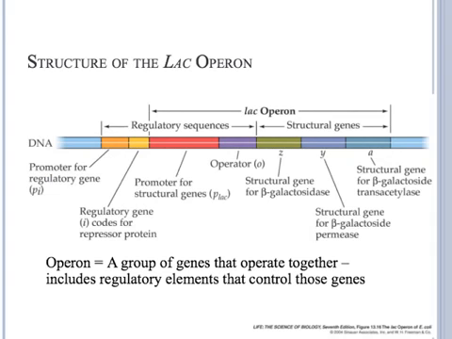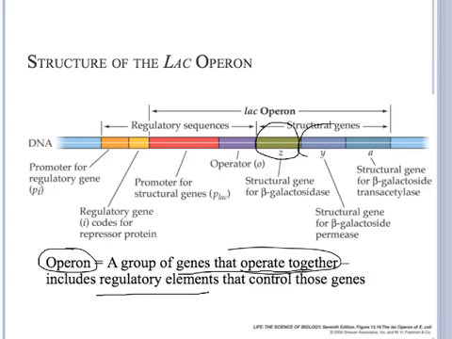So this is what the lac operon is. First let's define an operon. An operon is a group of genes that operate together. That's where the word operon comes from. An operon includes all the regulatory elements, so all the pieces that regulate the gene, and the gene itself. If we look at this operon, we can see there are 3 genes here, and these are the 3 genes that actually code for the mRNA and the protein that makes this enzyme.